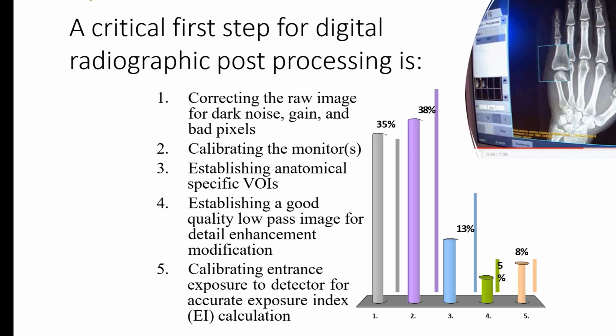Well, we've seen how the raw data is transformed into the data that we visualize on our display, which is called presentation values. And we know that the raw data was corrected to begin with. They take a positive and negative of the data, add it together and average it, and that gets rid of some bad pixels and dark noise and gain and stuff like that. It gives us a good starting point.